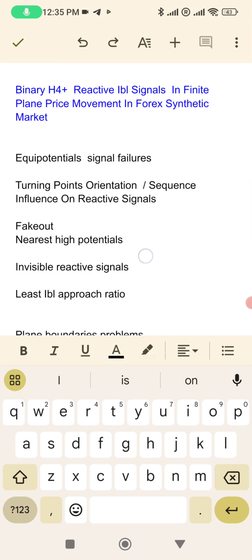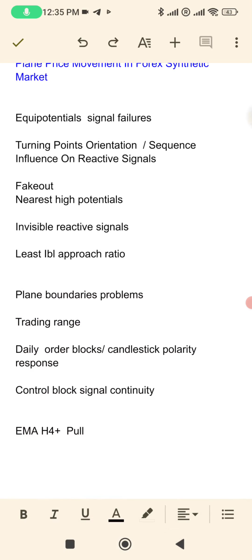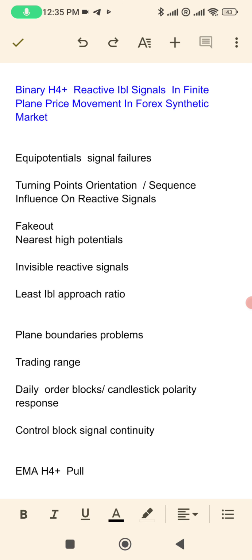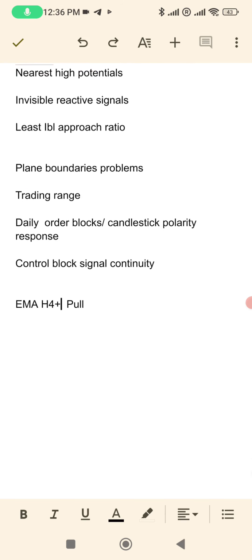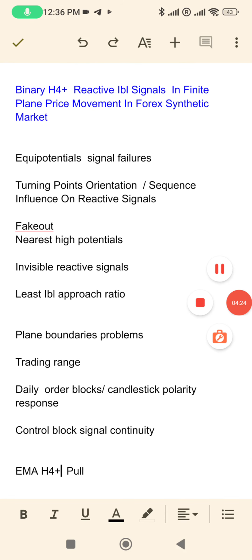Right now I'm going to give a theoretical explanation of these terminologies, and then we'll go to the candlestick chart so that we'll be able to see the application of these things. So let's dive into the theoretical part.